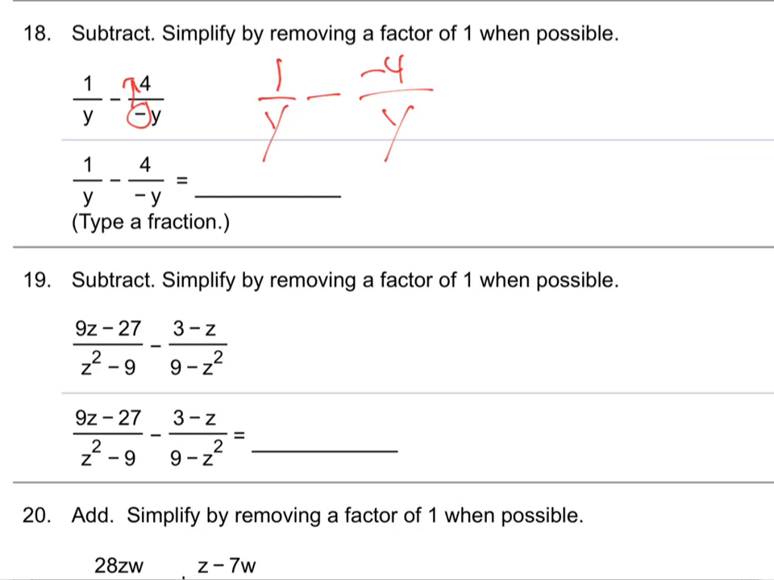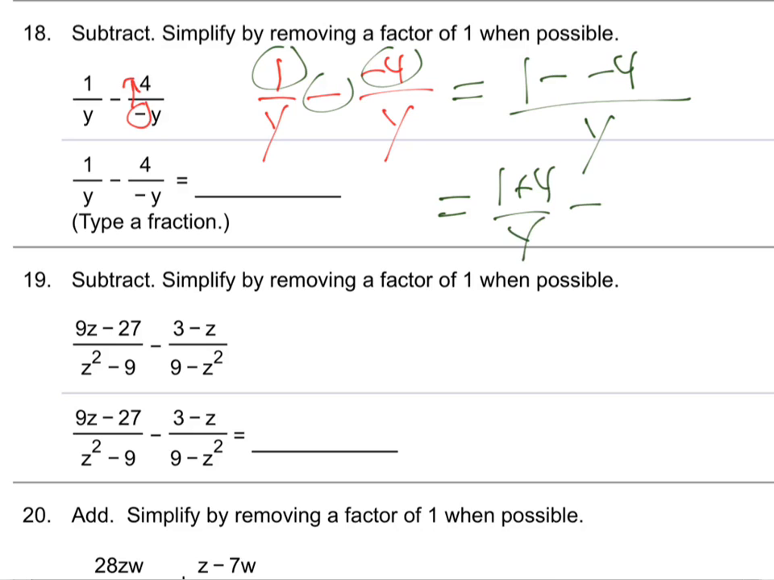You get to there. Common denominator of y, right? Now I can go from two fractions to one. And so what do? 1 minus 4. Which is what? That's 1 plus 4. Which is 5 over y. We good? All right. How about number 19?